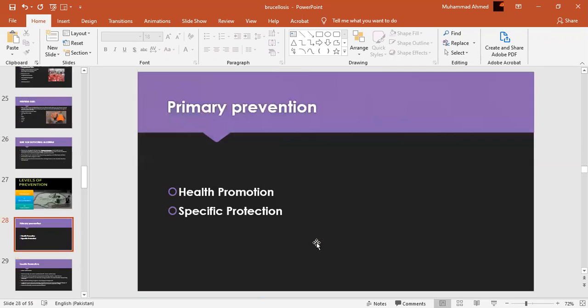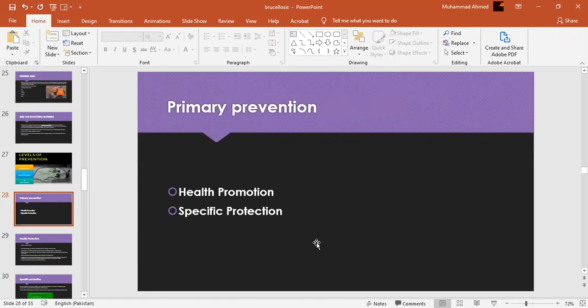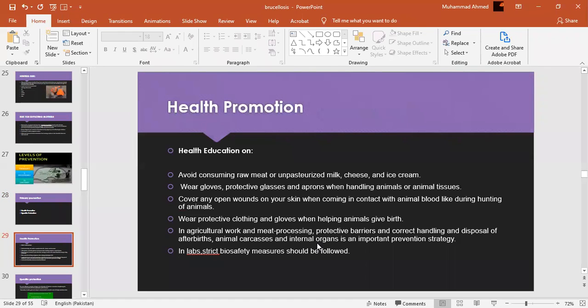Now, levels of prevention. Primary prevention: health promotion and specific protection. In health promotion, we give health education on avoiding consuming raw meat or unpasteurized milk, cheese, and ice cream, wearing gloves, protective glasses, and aprons when handling animals or animal tissues, and covering any open wounds on your skin when coming in contact with animal blood, like during hunting of animals. Wear protective clothing and gloves when helping animals give birth.